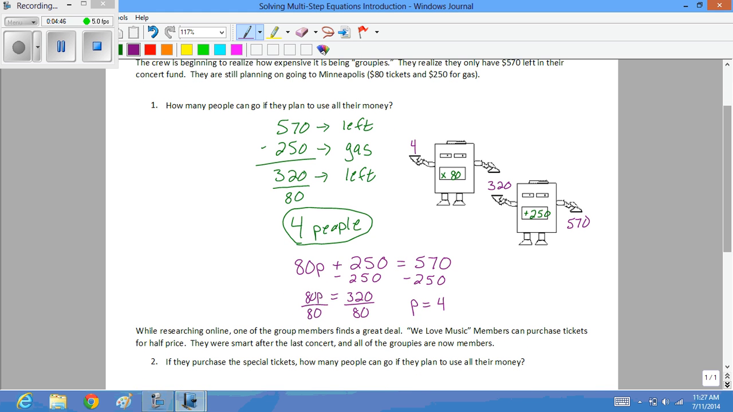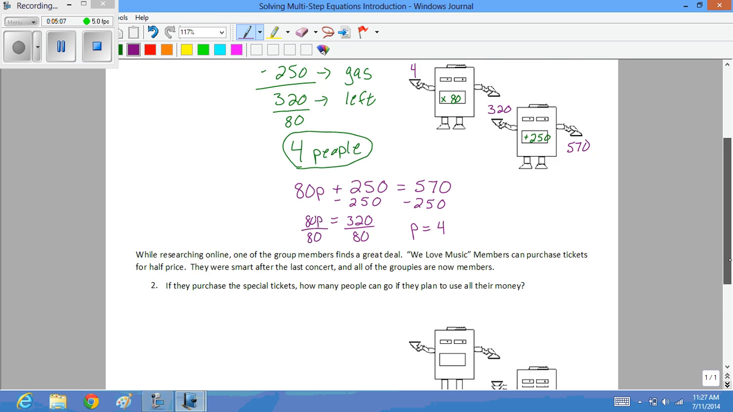Looking at number 2, it says, while researching online, one of the group members finds a great deal. We Love Music members can purchase tickets for half price. They were smart after the last concert, and all of the groupies are now members. So the question is, if they purchase the special tickets, how many people can go if they plan to use all of their money? All right, well, we're going to look at the numbers that we used up here.